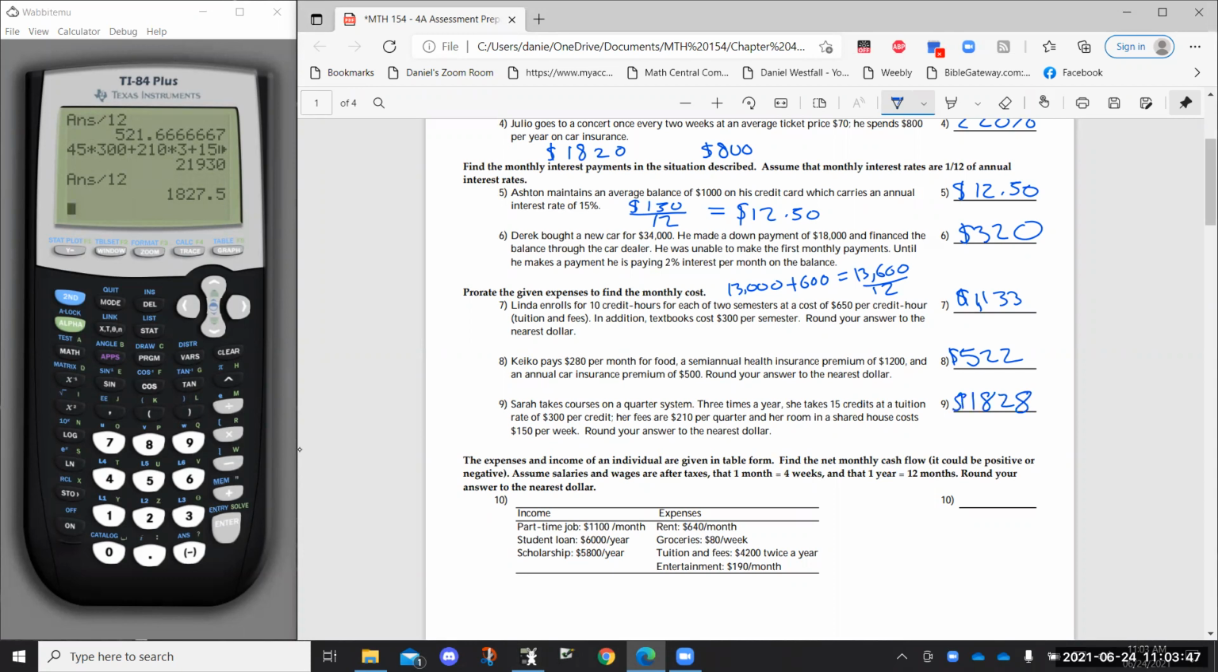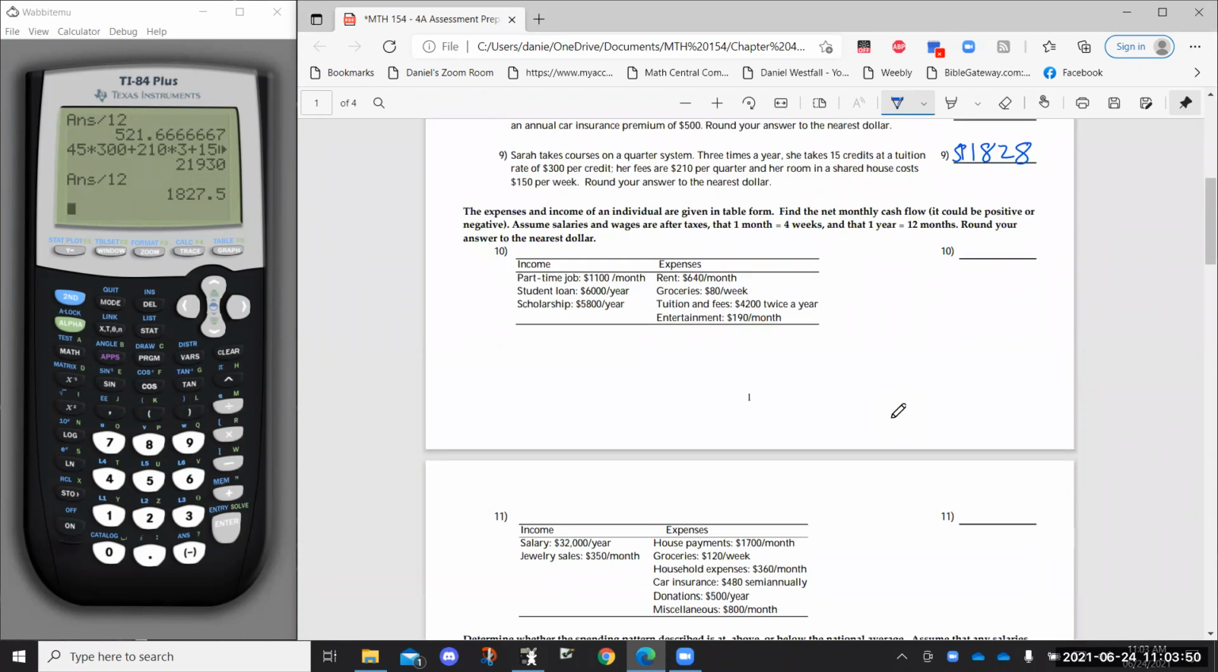On to number 10. Expenses and income of an individual are given in table form. Find the net monthly cash flow, could be positive or negative. So we've got, these are income things. So we've got $7,100, $12,900. Nope, that's not right, because some of these are monthly and some of these are annual. Let's make everything into annual. Let's see. Nope, let's make everything monthly because it says net monthly cash flow.